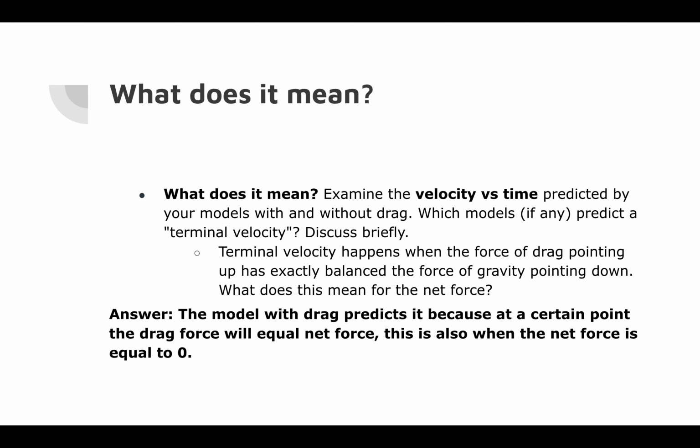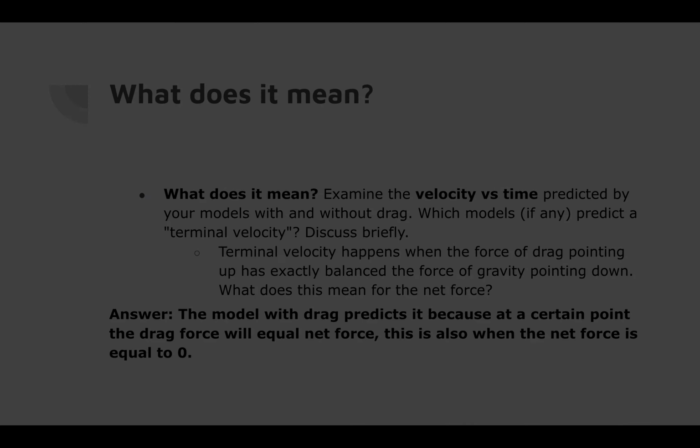So examining velocity versus time predicted by my models with and without the drag. Which model predicts a terminal velocity? The model with the drag predicts a terminal velocity because at a certain point the drag force will equal the weight, right? This is also when the net force is equal to 0, and at this point there will be a terminal velocity, and this is evident in the model with the drag.